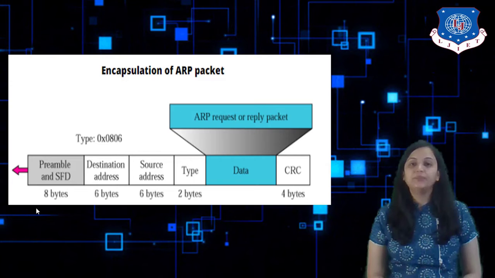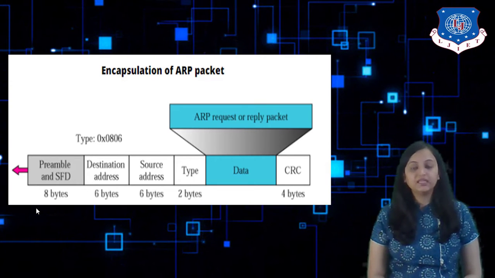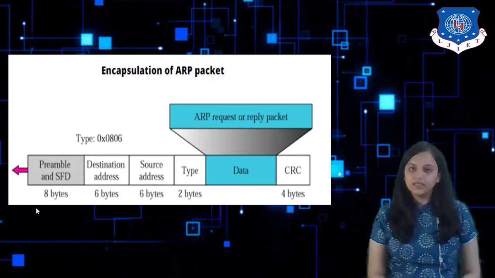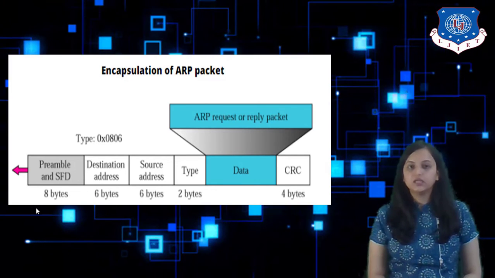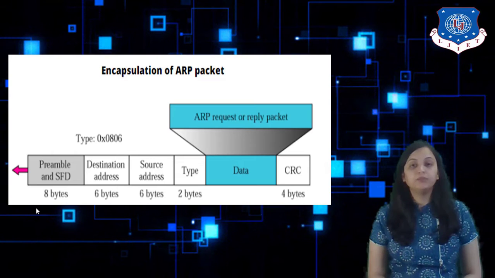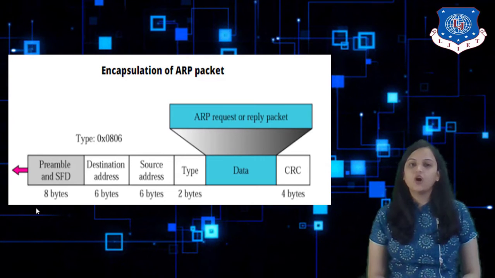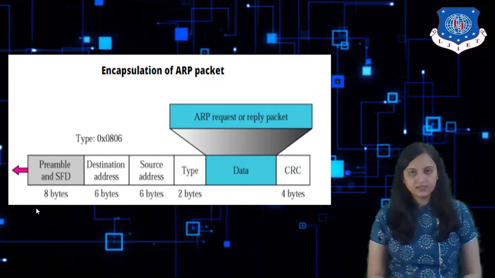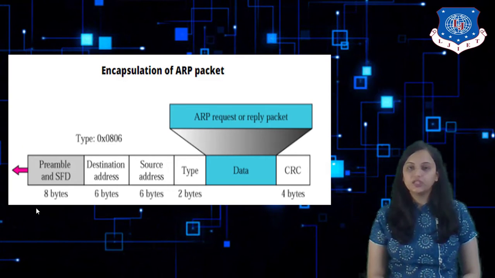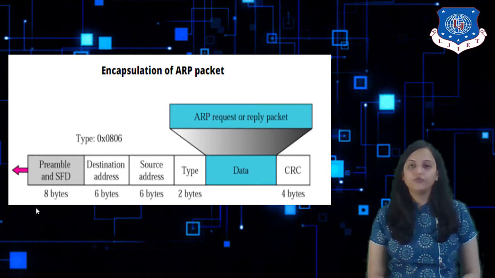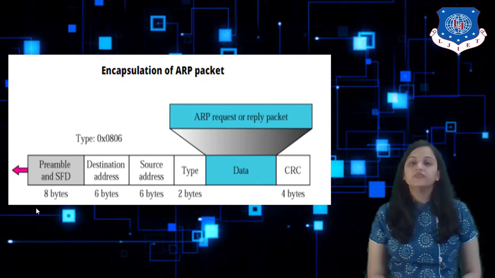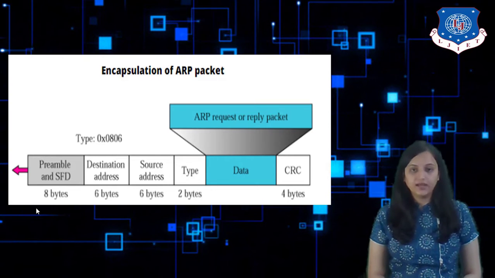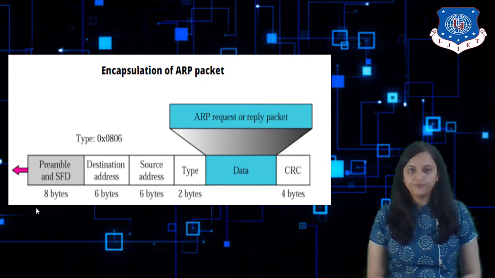Now let us see the encapsulation of ARP packet. That means how the ARP request or reply packet is encapsulated in the entire frame. So in this, the first one is preamble or start frame delimiter SFD, which is of 8 bytes. The second field is the destination address, that means the MAC or physical address which is to be found out, which is of 6 bytes.